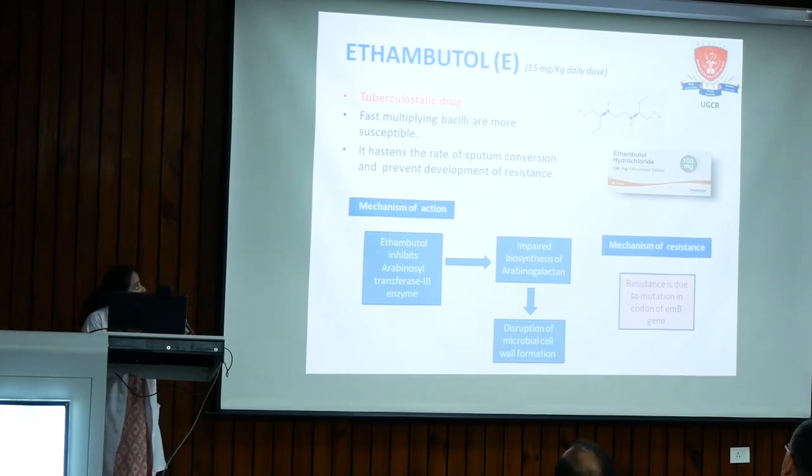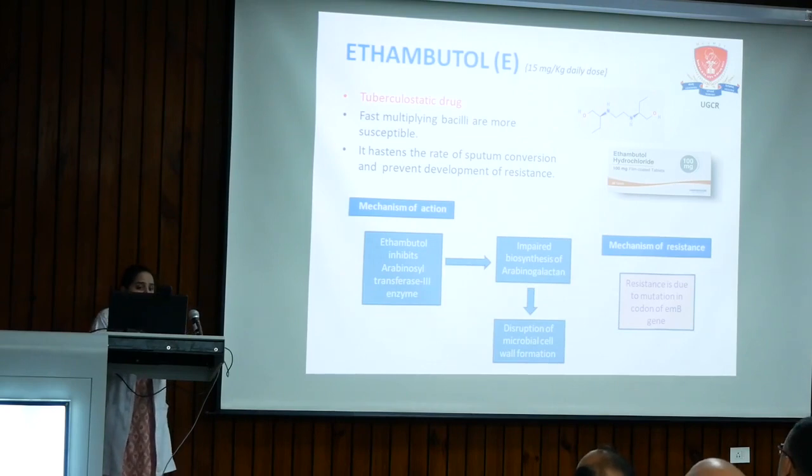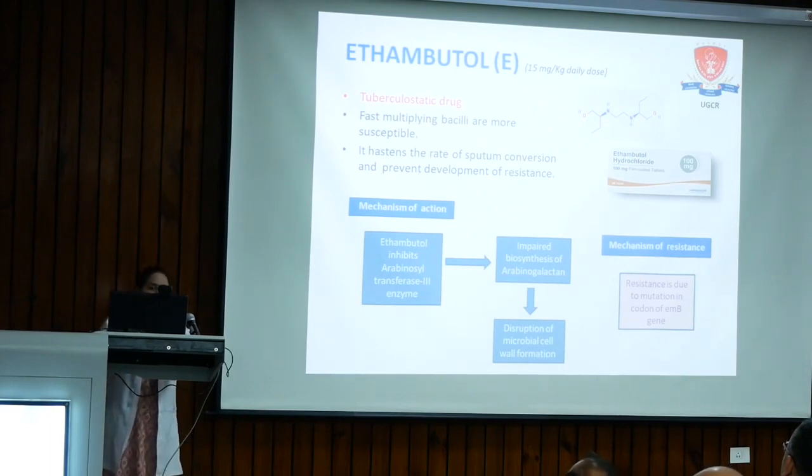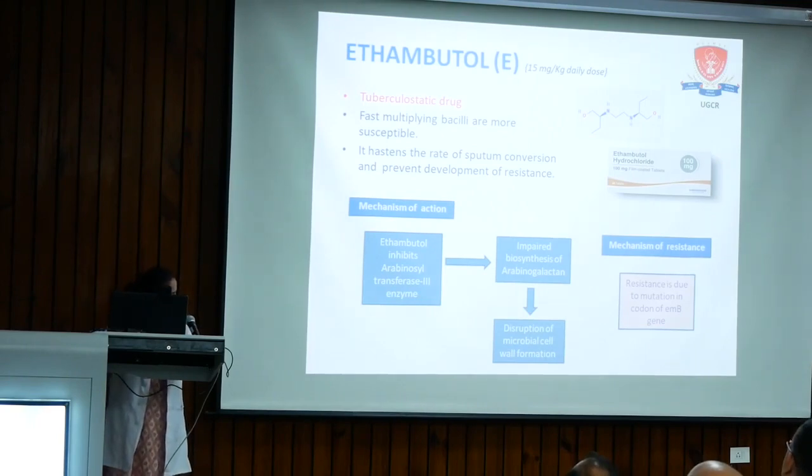Coming to ethambutol, it is the only tuberculostatic drug amongst all the first-line drugs. Fast multiplying bacilli are more susceptible to it. It hastens the rate of sputum conversion and prevents development of resistance. It acts by inhibiting the arabinosyl transferase enzyme and disrupts the microbial cell wall formation.